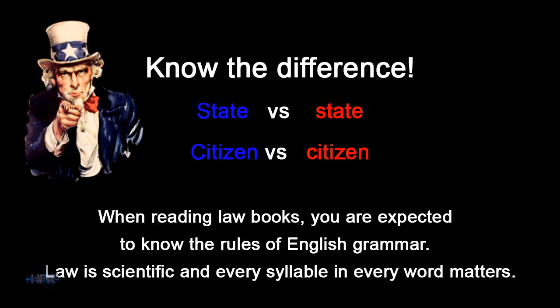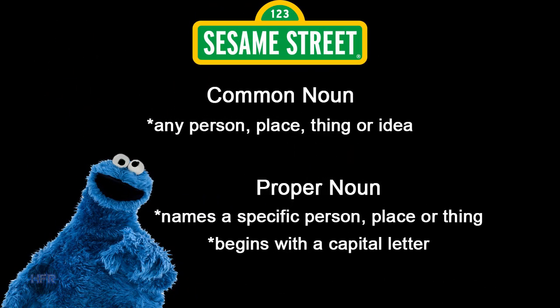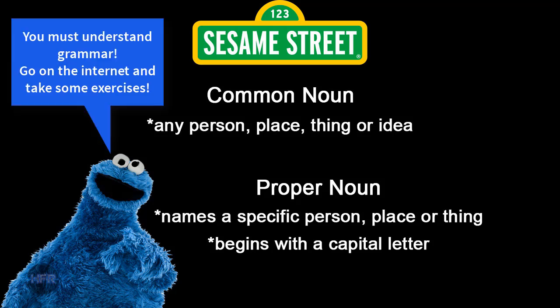Now, the next two words that we need to be familiar with are the words "state" and "citizen." Okay, you got to know your nouns in this sense. You got to know that a proper noun begins with a capital letter, and a common noun begins with a lowercase letter. There is no lowercase. This is very important when you're reading, because in law, it is very scientific.